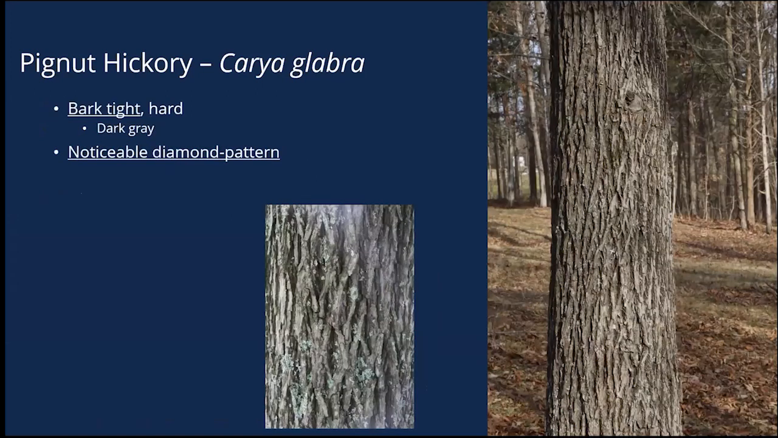Its bark is also tight, hard bark, so it's very hard bark. You can't sink your thumbnails into it, but very tight bark and a noticeable diamond pattern to it. The tight bark that doesn't flake is important when we get talking about how to tell it apart from red hickory, which is next.